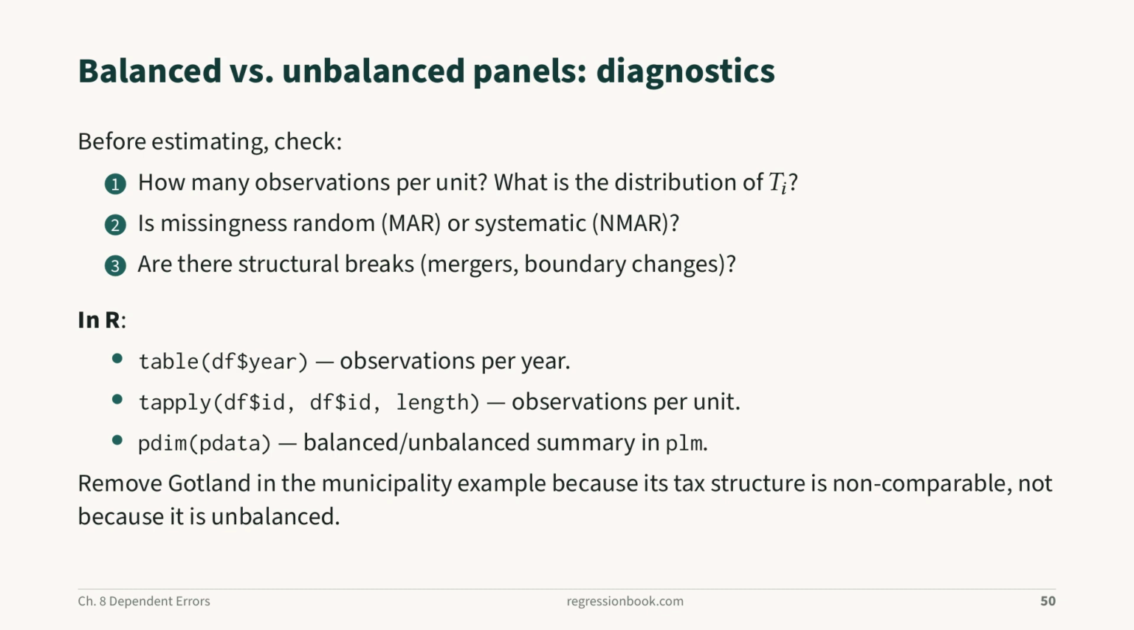Before estimating any panel model, run the diagnostics. How many observations per unit, and how is that distributed? Is missingness random or systematic? Are there structural breaks, mergers, boundary changes? R has one-line answers for each. And note why Gotland leaves the municipal data. Its tax structure is non-comparable, a substantive reason, not an imbalance problem.